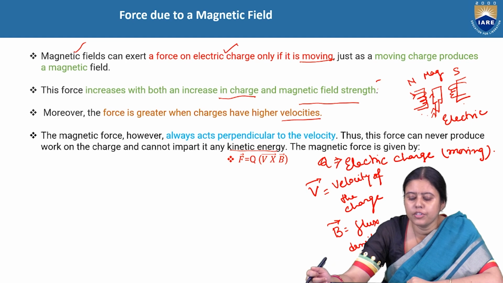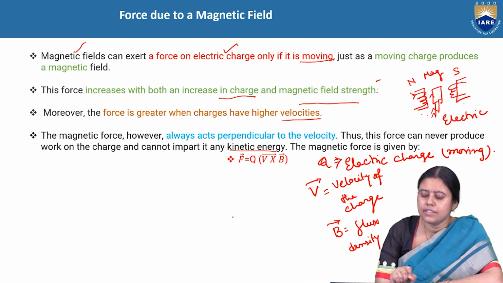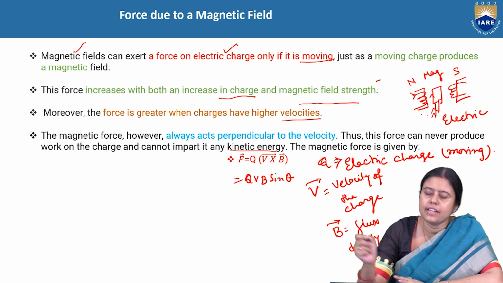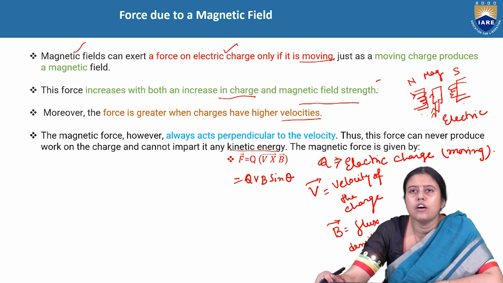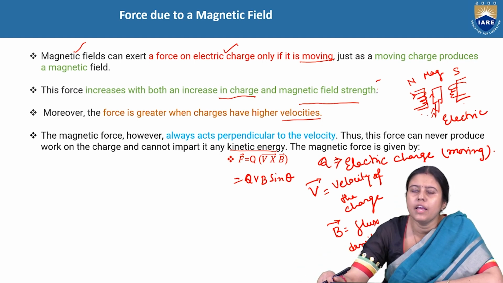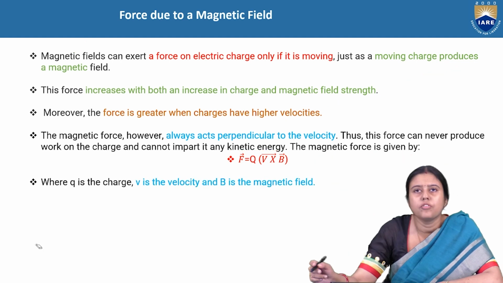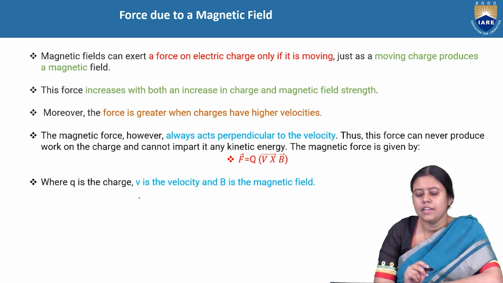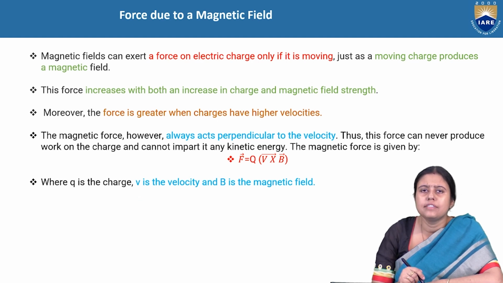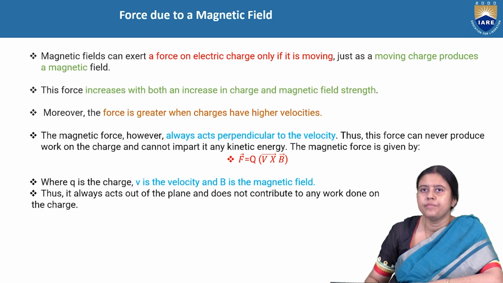The magnetic force is given by Q V B sin theta. This is a cross product. Theta is nothing but the angle between V and B. As we discussed, Q is the charge, V is the velocity, and B is the magnetic field, or we can say the magnetic flux density.